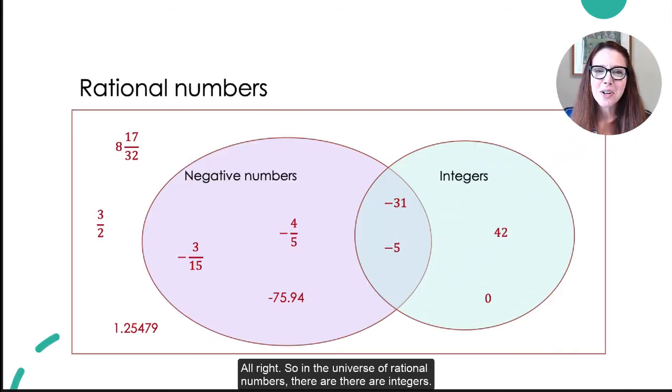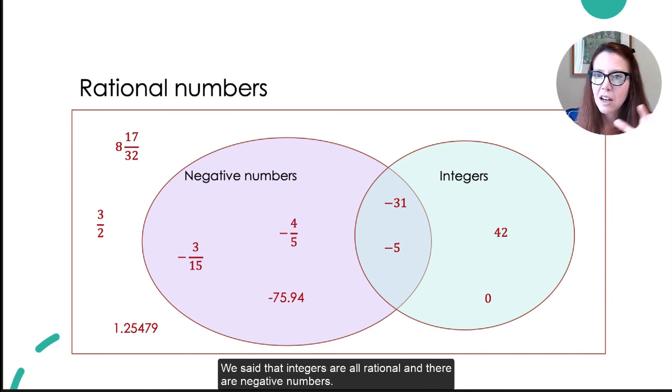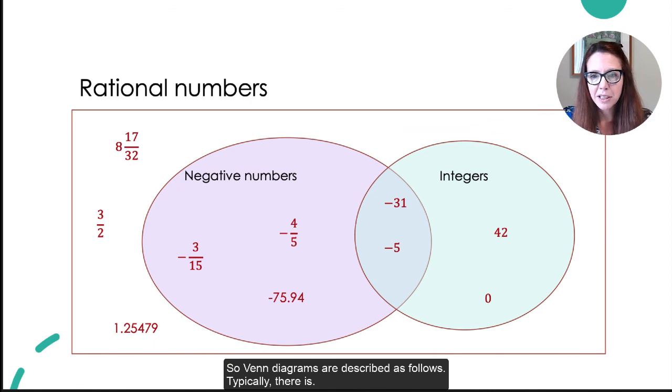All right. So in the universe of rational numbers, there are integers. We said that integers are all rational, and there are negative numbers. So Venn diagrams are described as follows. Typically, and you've already seen one. Oh, I was sneaking it in before I gave you warning.